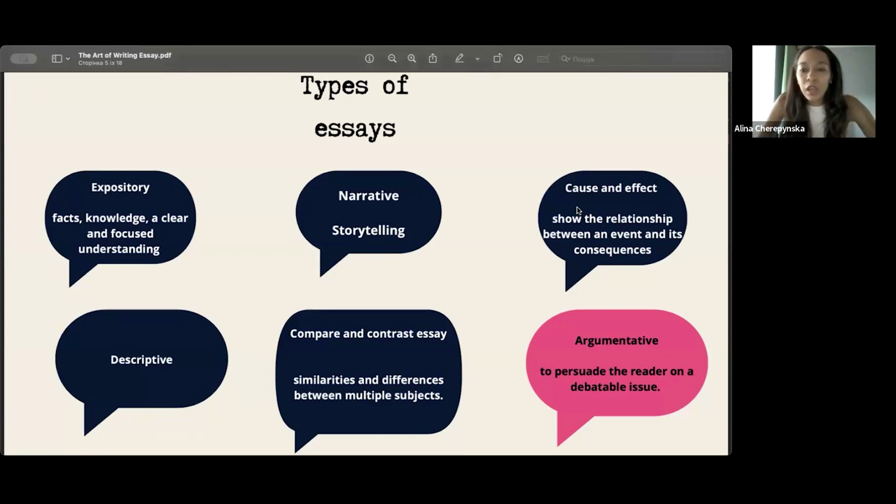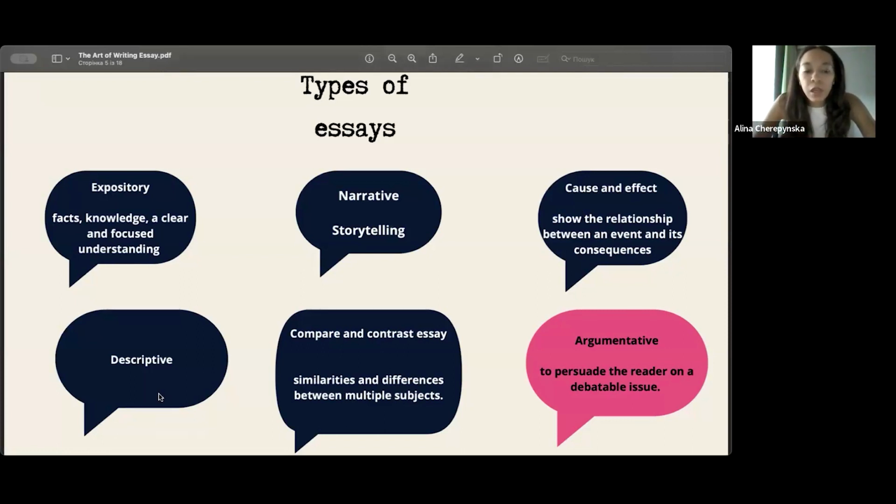The third one, we have cause and effect. So it's like reason and result. Here we need to show the relationship between an event and its consequences. So highly popular in scientific research or scientific papers.